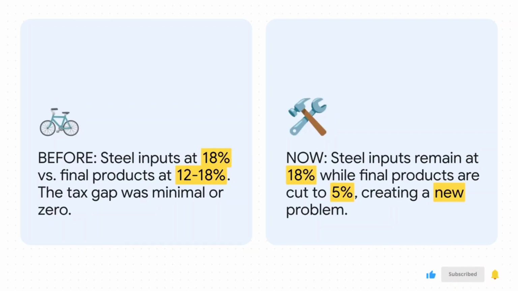And it wasn't just about making old problems worse. For industries like bicycles and tractors, the reform created a brand new problem. Before, things were mostly fine. But now, the final product tax is down at 5%, while the steel needed to build them is still taxed at 18%. Suddenly, you've got this huge 13% tax gap that just wasn't there before.